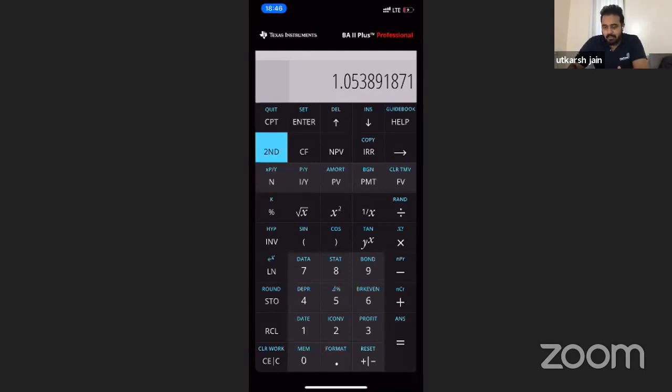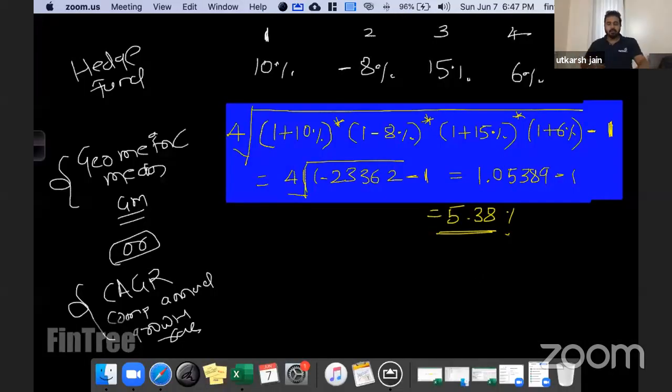You'd probably be able to just see my screen for a minute, but that's okay. You get to see the whole thing eventually. So 1.05389 minus 1, and that gives us the final answer of 5.38 percent. Okay, so that's your final answer. Now let me get my screen sharing back to normal, so you'll be able to see what I've written. Okay, here we go.